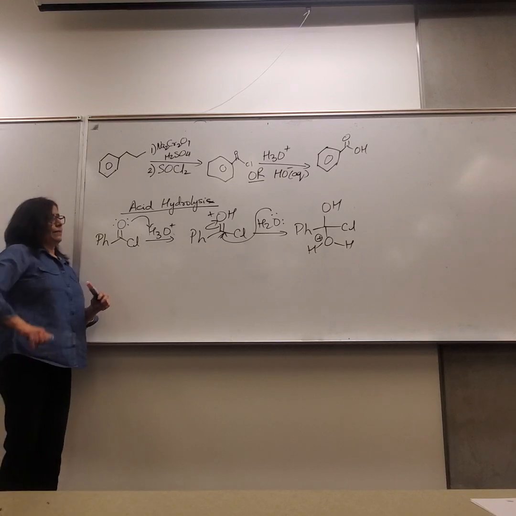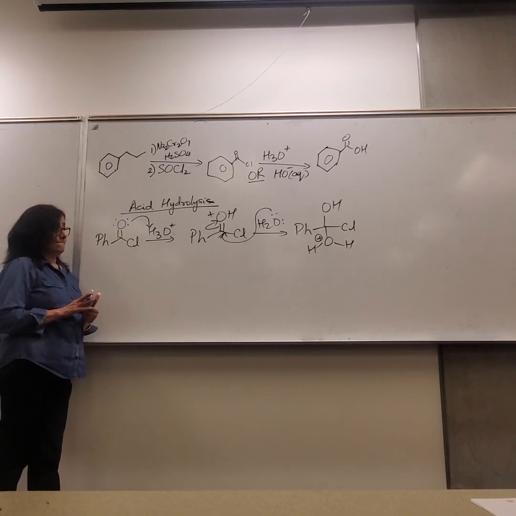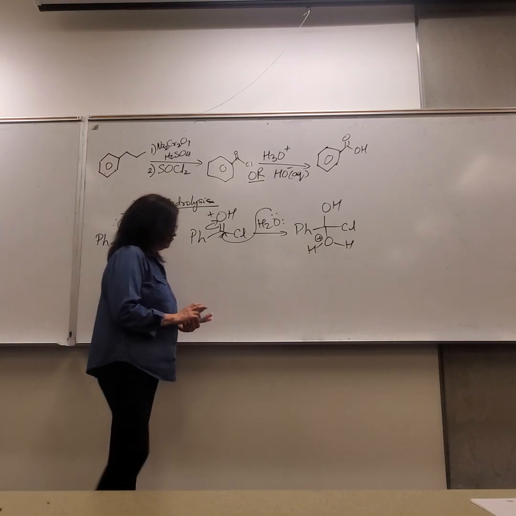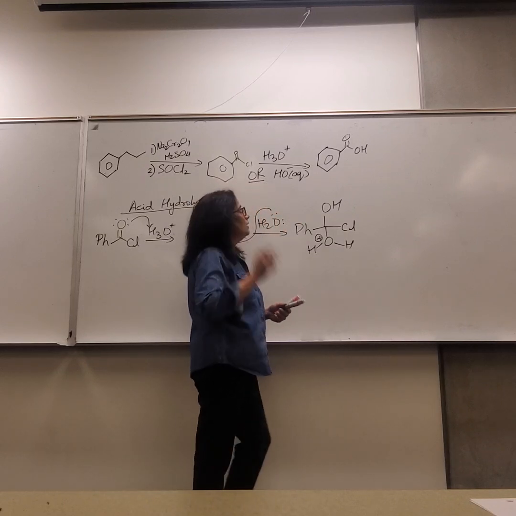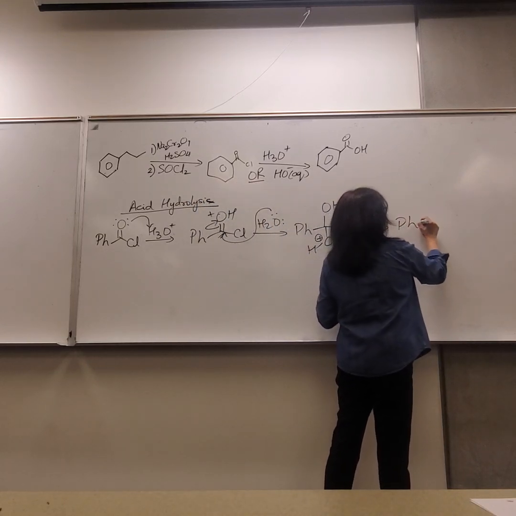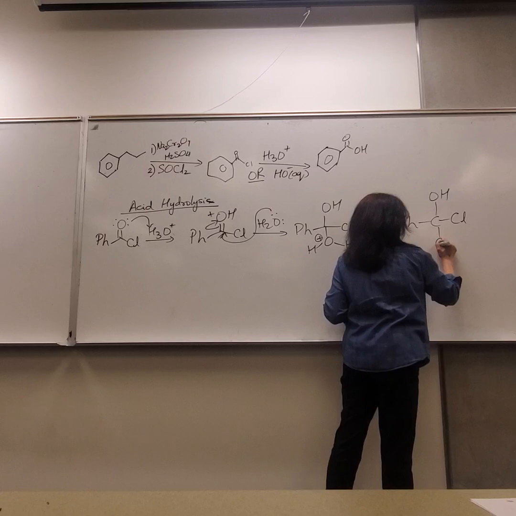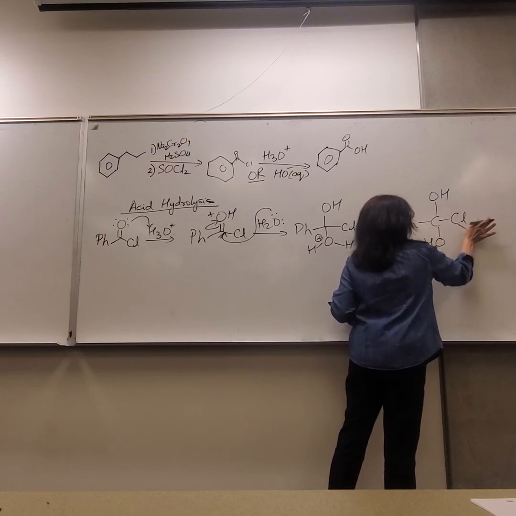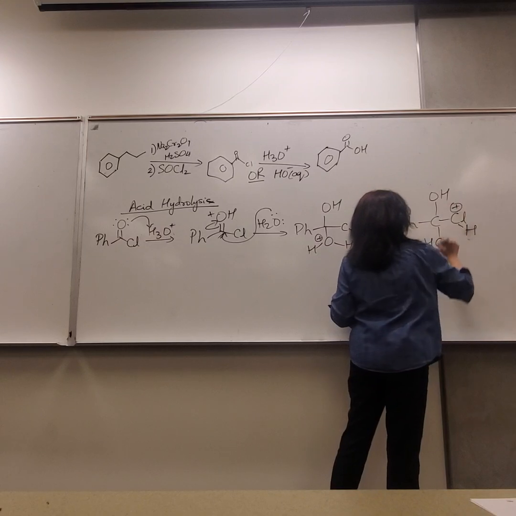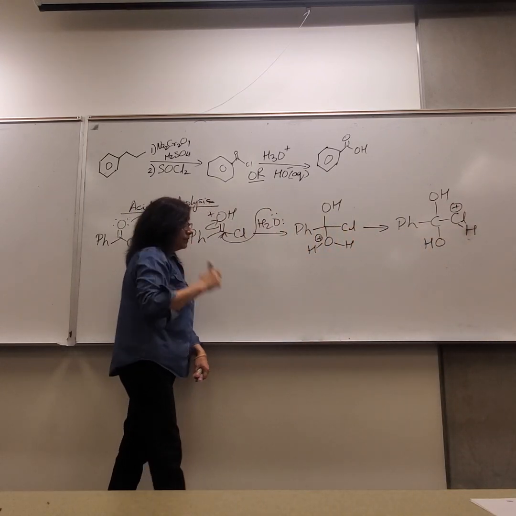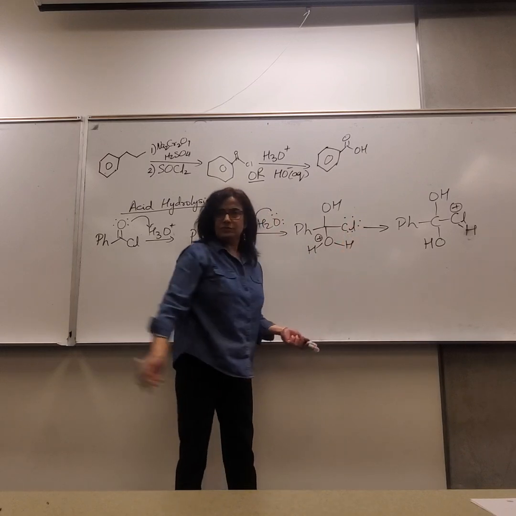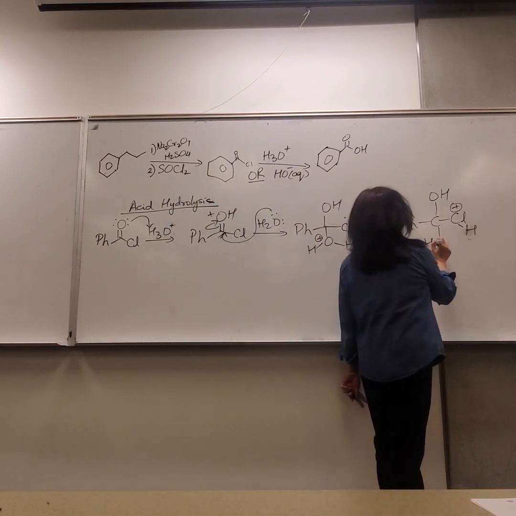But what would be the next step? How about proton exchange? Do a proton exchange from where to where? From the oxygen to the chlorine. Then the HCl makes a good leaving group.